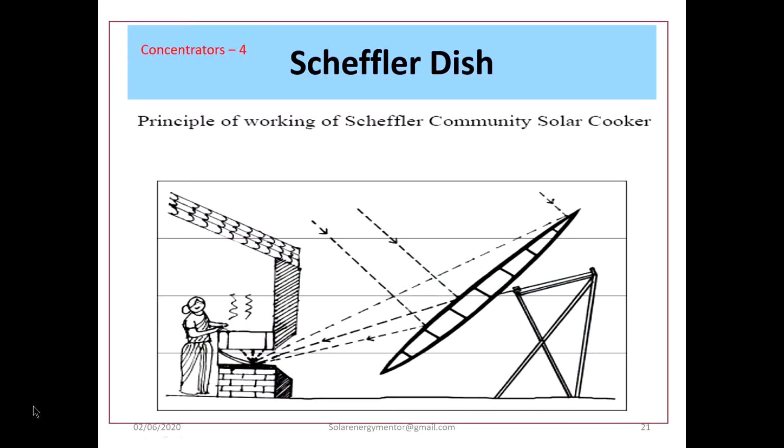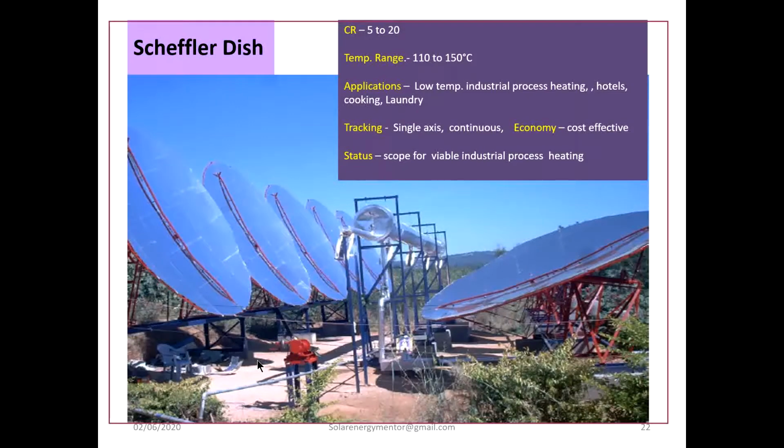Now this is a Scheffler dish, fixed focus. The focus is here. This is a dish. It receives solar energy and then reflects it to a secondary concentrator, or you can say the secondary focus here, and here you get the energy. This is a fixed focus Scheffler dish. Now the actual photograph of the Scheffler dish.